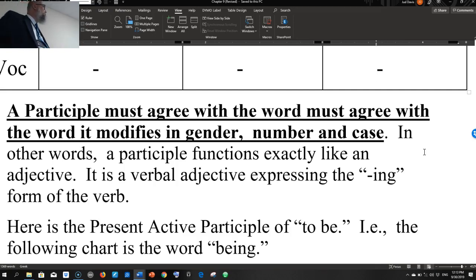What if there's multiple nouns that are like the same gender? Then it's the closest one. It'll be the closest. Word order does matter in that. That makes sense.